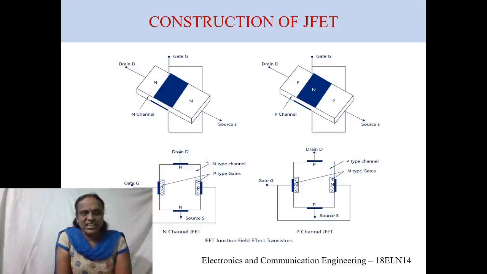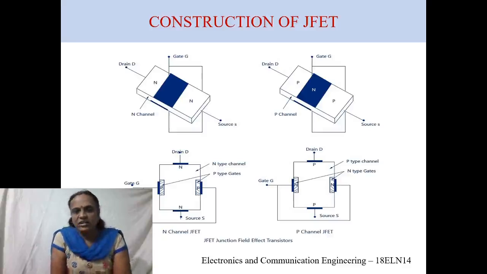In this case, we are seeing the P channel JFET. It is a similar construction to your N channel, except the P type semiconductor is between the N regions. So it consists of only one type of majority carriers, namely holes. For an N channel, the majority carriers are electrons, whereas for P channel, the majority carriers are holes. Because we have already seen in NPN and PNP in a BJT that the majority carriers for NPN are electrons, whereas for PNP they are holes.